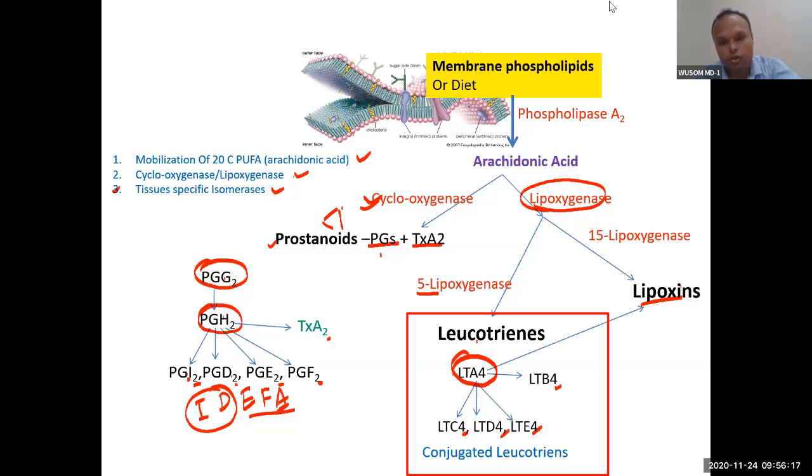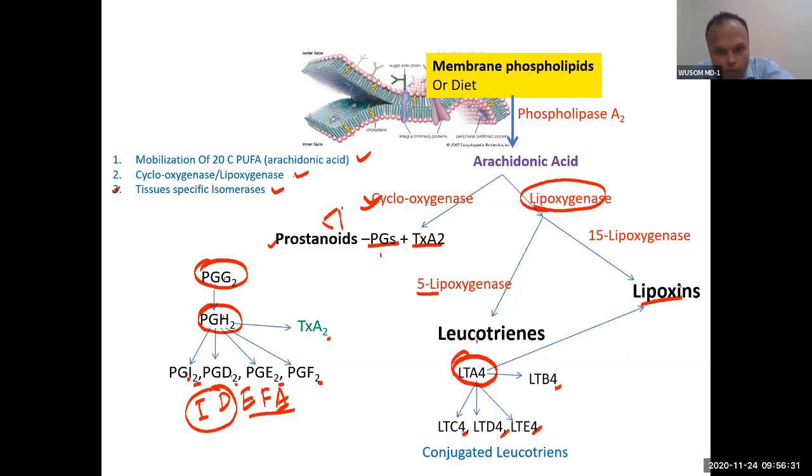That is why 4. So from A parent compound, by lipoxygenase, this lipoxin can also be synthesized. This is a parent compound for this. And that is how lipoxins can be synthesized through 5 and 15 both, but leukotrienes only by 5.